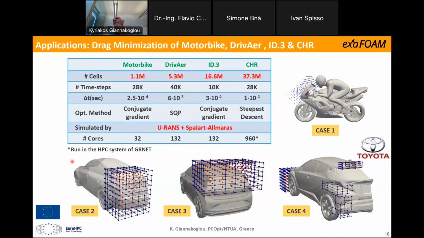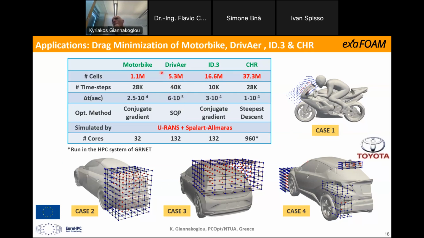And we have selected 7 different cases. Here you see 4 of them, case 1 to case 4. The first one is a motorbike. If I'm not wrong, it is the same motorbike used by Simone in the previous lecture. And then we have 3 other car shapes, like the DrivAer, a known test case, benchmark case for the automotive industry, ID3, and CHR provided by Toyota.